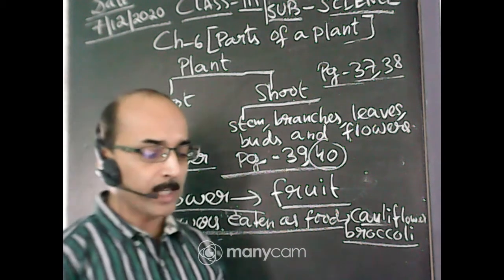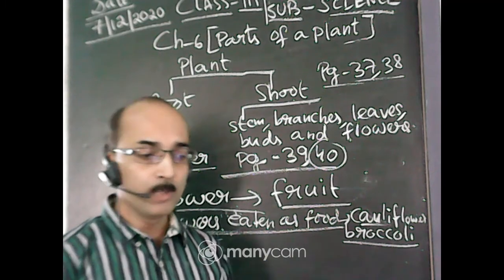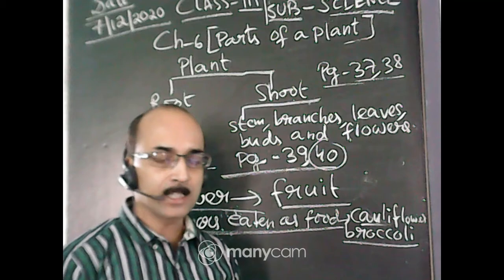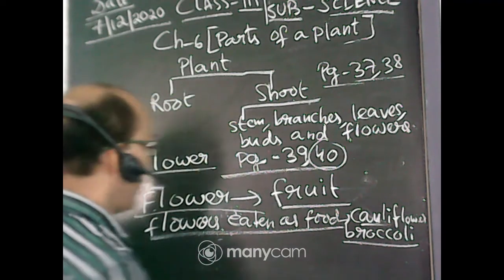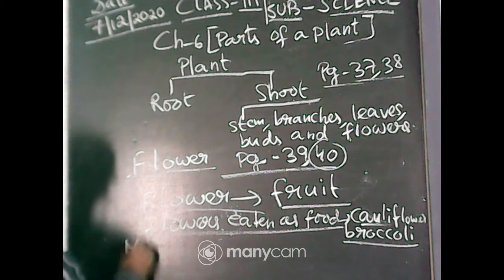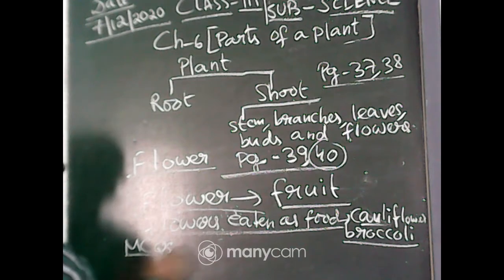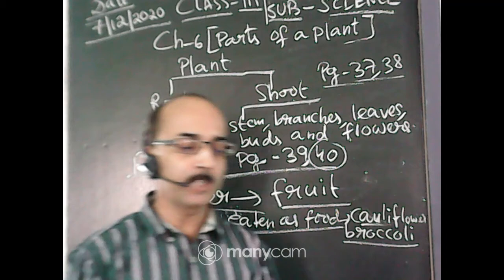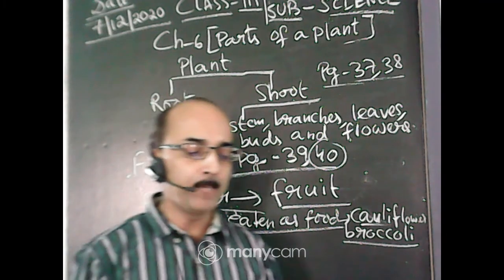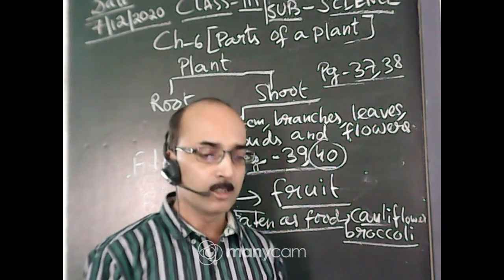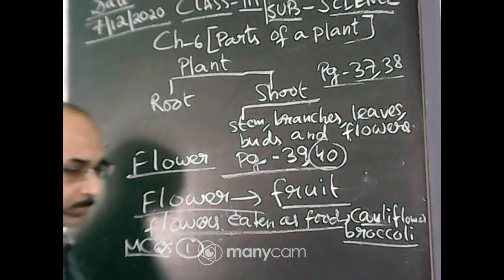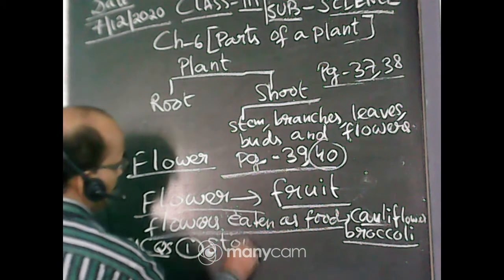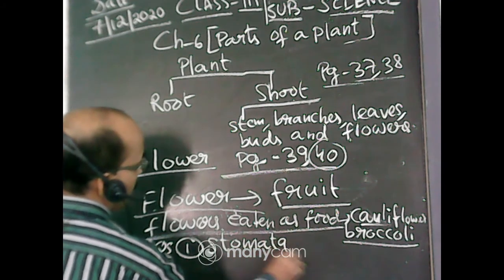Now there is one MCQ. You will tell the answer. All of you will put your answer in the chat box. Okay, MCQ number 1. The tiny pores in the leaves are called leaf blade, stem, stomata. What is the answer? Answer is stomata. Yes, very good.